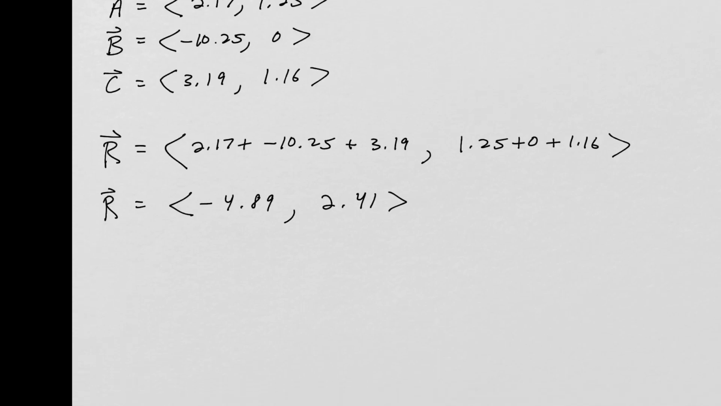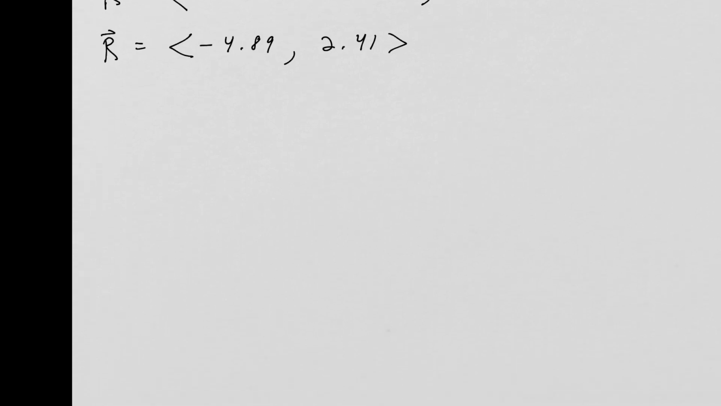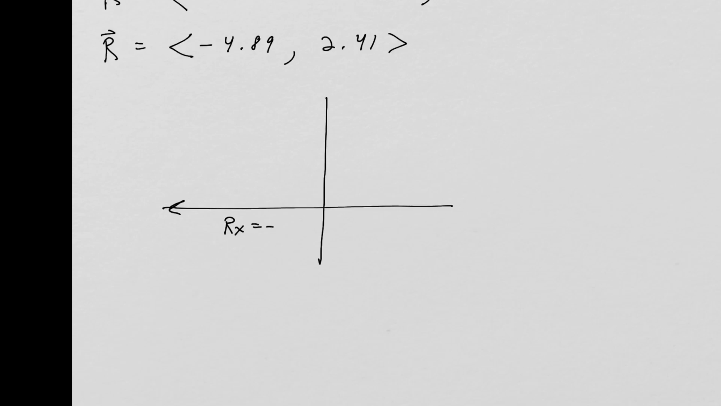All right, so let's draw this. Looks like we're going to be in the second quadrant again, right, because the x component is negative and the y is positive. So our resultant vector was in that second quadrant. So it looks like something like this. Oops, crooked there. So something like that. So that's R.